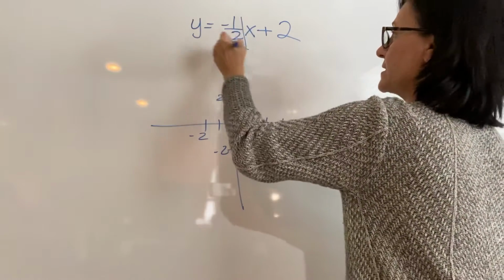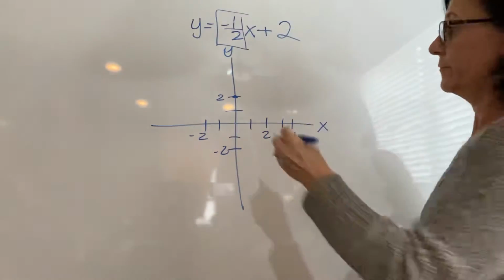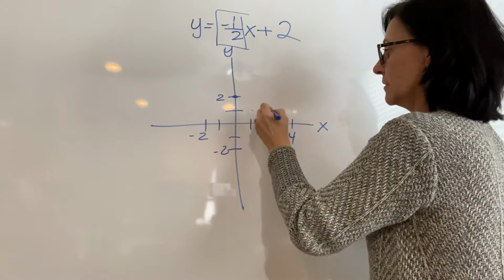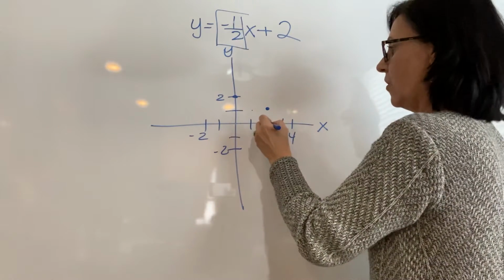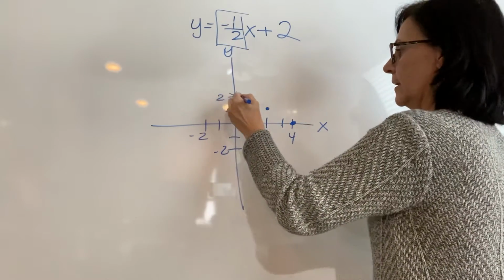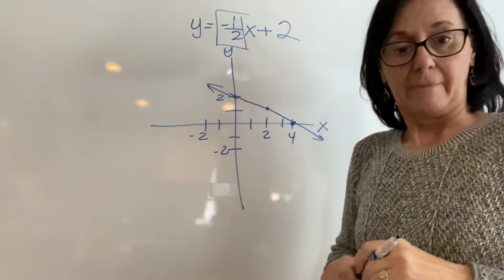I'm going to graph my slope. It falls 1 as it runs 2. So that's what I'm going to do. It falls 1 as it runs 2. There's a point. It falls 1 as it runs 2. There's a point. And then I just draw my line. Okay?